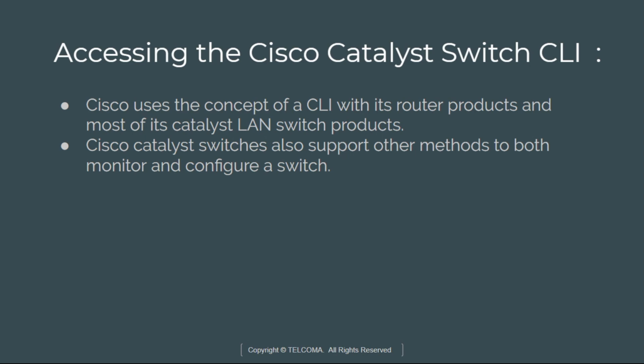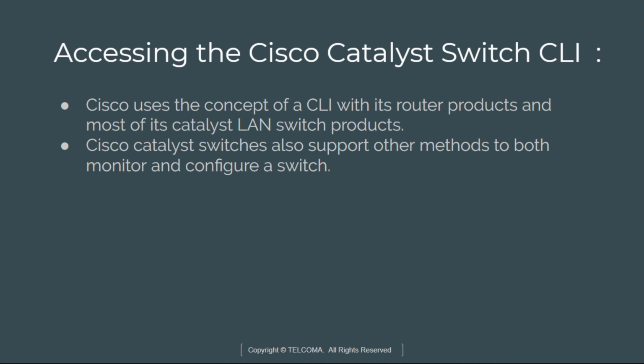Cisco uses the concept of a command line interface with its router products and most of its Catalyst LAN switch products. The CLI is a text-based interface in which the user, typically a network engineer, enters a text command and then presses enter. Pressing enter sends the command to the switch, which tells the device to do something. The switch replies with some messages, like results of the commands.